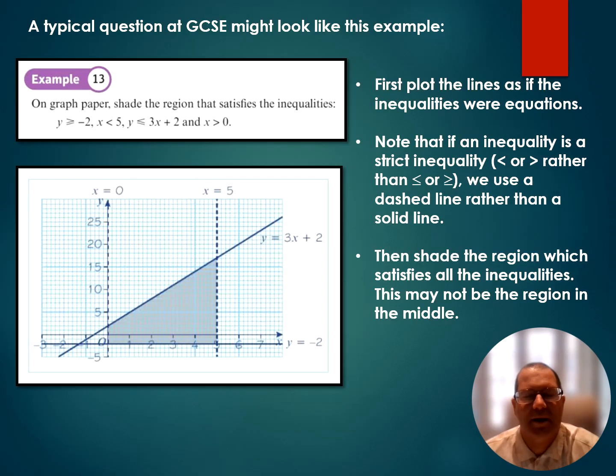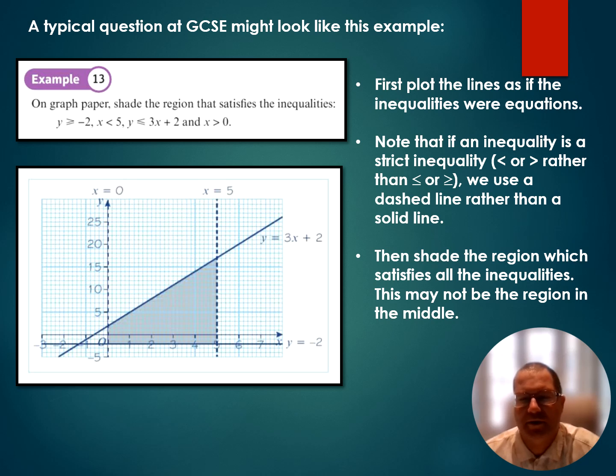So casting your minds back to GCSE, a typical question might look like this. Shade the region that satisfies these inequalities. And then here we've got 4 inequalities to satisfy. So looking at my bullet points, the first thing you'll do is to plot the lines as if the inequalities were equations. So for example, y equals -2, y equals 3x plus 2.